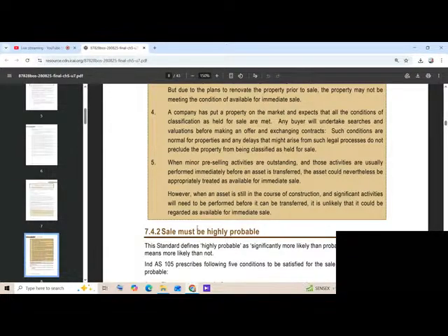When minor pre-selling activities are outstanding and those activities are usually performed immediately before an asset is transferred, the asset could nevertheless be appropriately treated as available for immediate sale. However, where an asset is still in the course of construction and significant activities will need to be performed before it can be transferred, it is unlikely that it could be regarded as available for immediate sale.